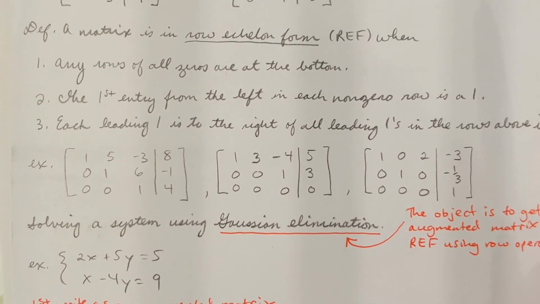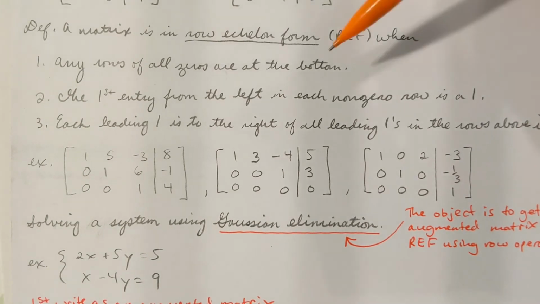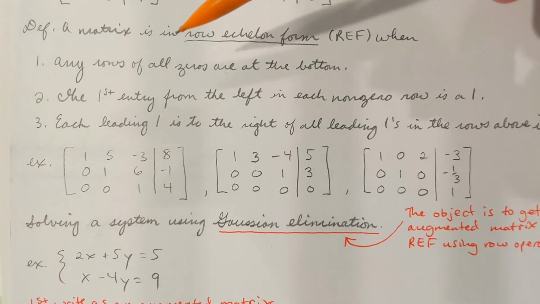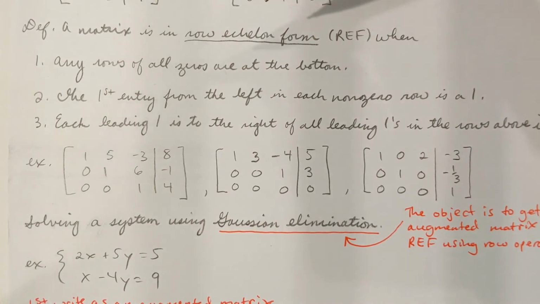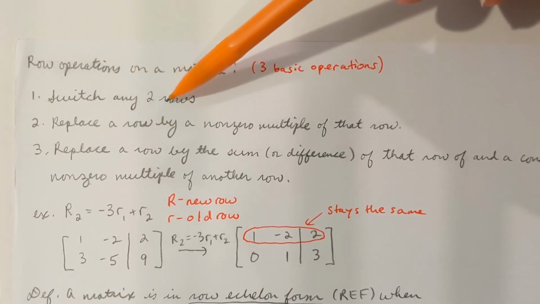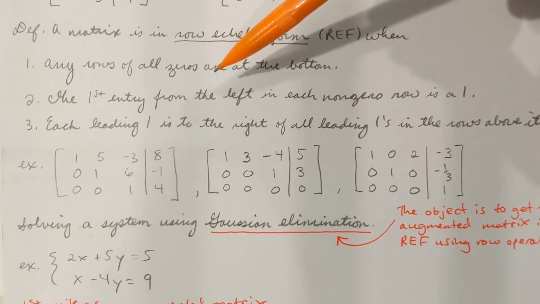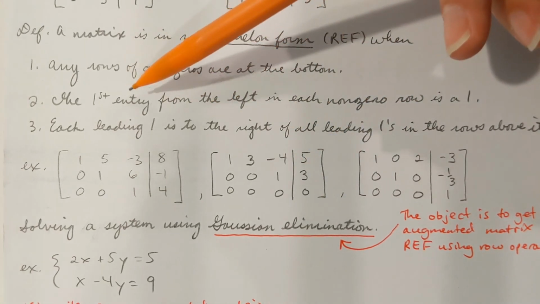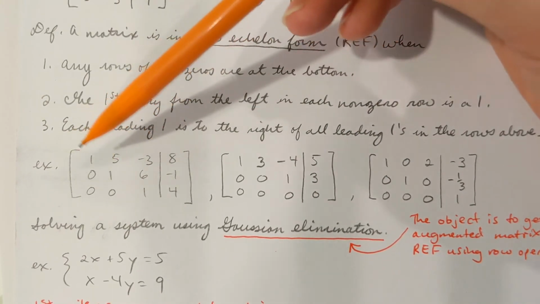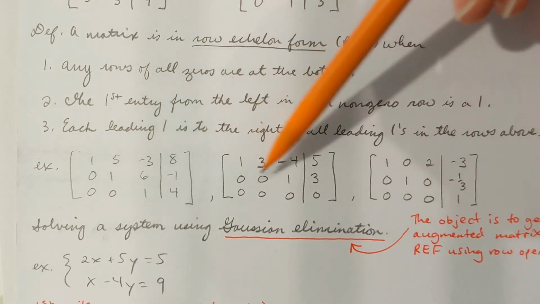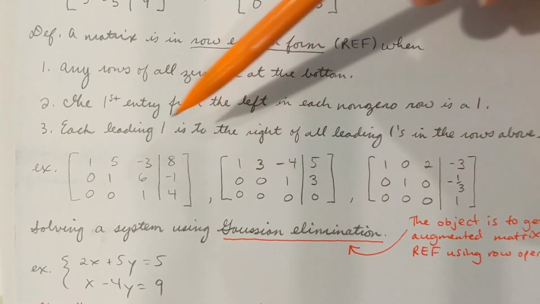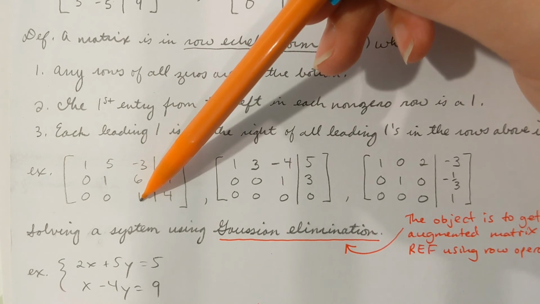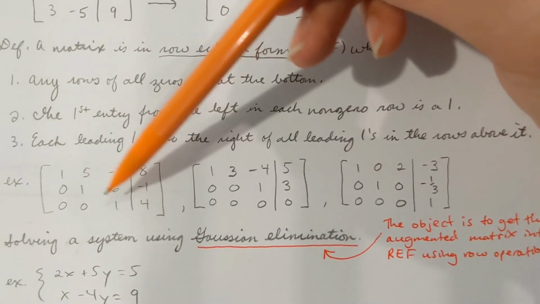Here's a definition. A matrix is in what's called row echelon form, REF meaning row echelon form, when three things happen. Item 1, any rows of all zeros are at the bottom. I know that one of my row operations says that I can switch any two rows, so if in the calculation I end up getting a row of all zeros, I'll stick that at the bottom of the matrix. Item 2, the first entry from the left in each non-zero row has to be a 1, if you scan from left to right. Item 3, each leading 1 is to the right of all leading ones in the rows above it.